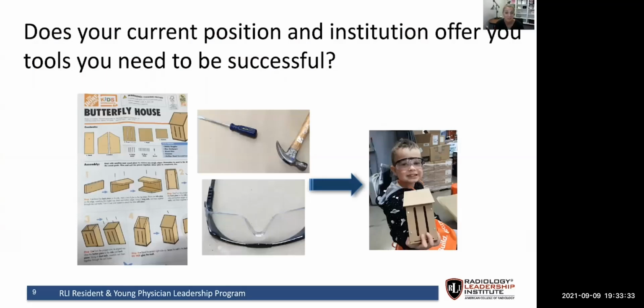I gave the example of my son making this little birdhouse at a Home Depot Saturday morning kids workshop. To make something as simple as this little birdhouse, you need the right tools: a hammer, a screwdriver. You need safety tools like these safety glasses. I think without the right tools and without a good safety net, it's really hard to sometimes advance your career the way you want to.